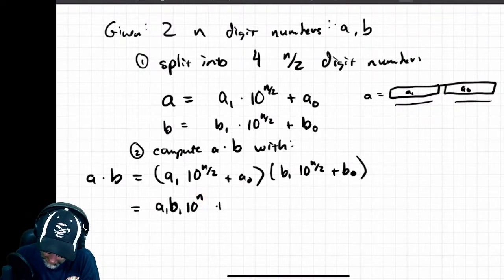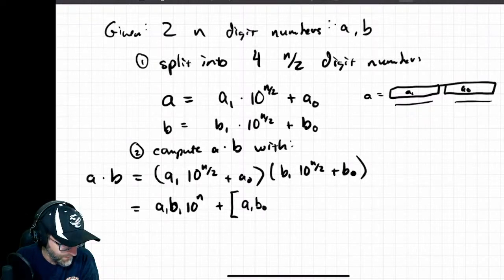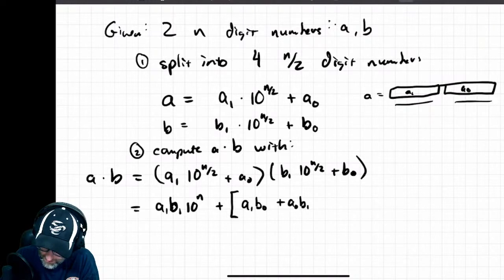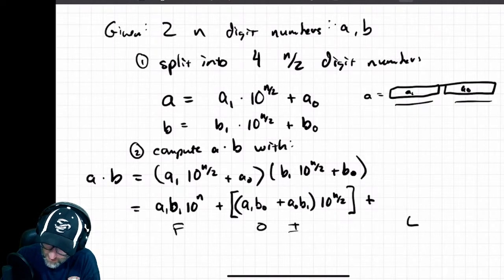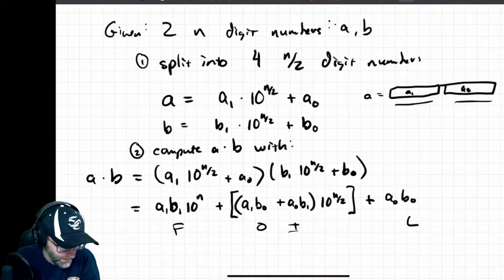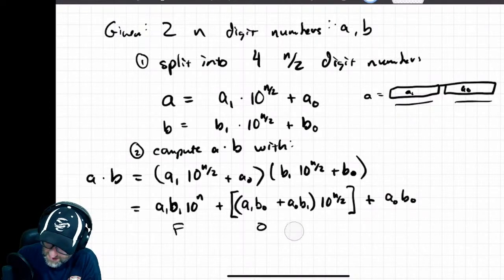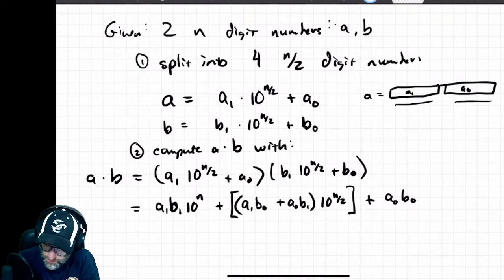Plus this inner part here, where I've got A1 B naught plus A naught B1, and I'm just factoring out immediately here a 10 to the n divided by 2. Plus, this is the F, this is the O, I, and finally the L of FOIL is going to end up being A naught B naught, and there is a 10, but it's raised to the 0 power.